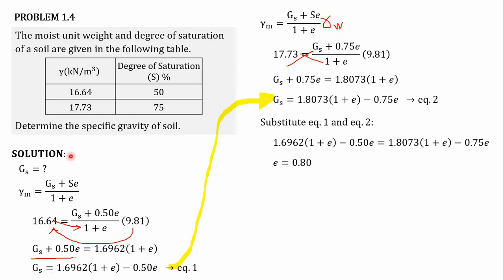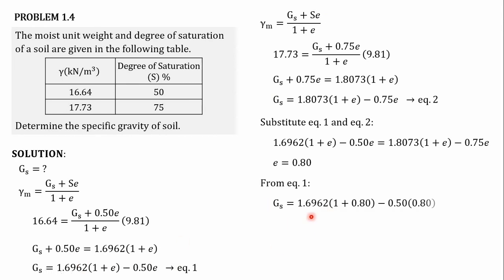So yung aim natin is to determine the specific gravity of solids. So, from equation 1, gamitin natin yung equation 1. So, therefore, GS is equal to 1.6962 times 1 plus 0.8, minus 0.5 times 0.8. And then, GS will be 2.65. And that will be our answer. Gets nyo lahat?